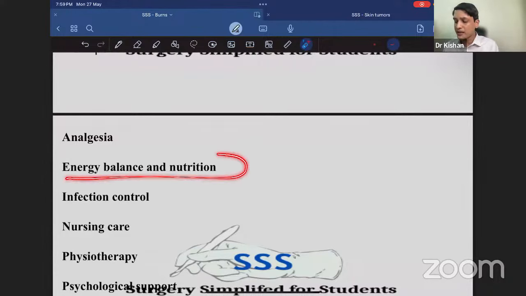Second thing is energy balance and nutrition. There are so many formulas to calculate how many calories to be given. There is a formula, 25 into kilocalories plus 4 into something, but so many formulas are there, not required for you. And proteins, 2 grams per kg should be given. So all those things. Next, mainly infection control.